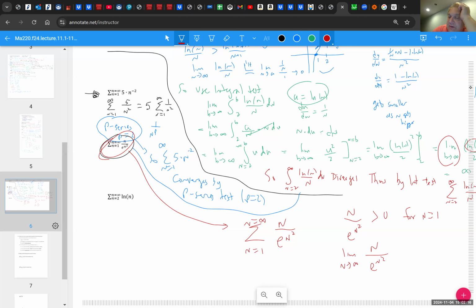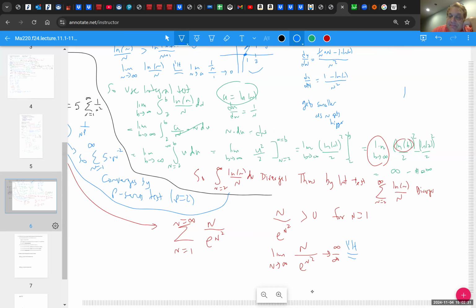This is infinity over infinity, so I can use L'Hopital's rule. L'Hopital's rule doesn't find the limit. It just simplifies the limit. So we still have a limit. But I'll take the derivative of the top. I'll take the derivative of the bottom. Derivative of the bottom is e to the n squared times 2n. And now this tends to 1 over infinity, which is equal to 0.